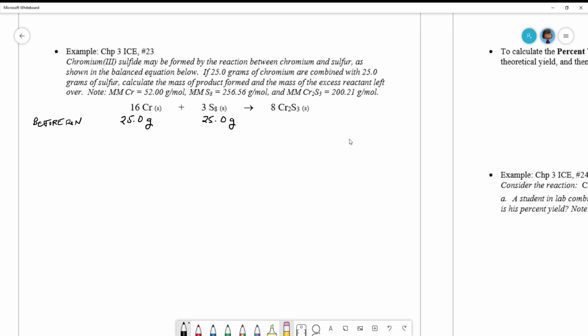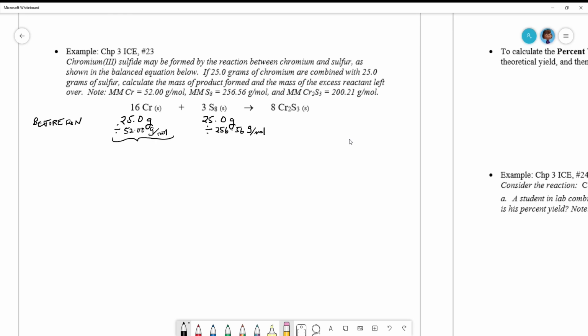Except I don't like these quantities. Let's remember that I always prefer to use mole quantities whenever possible. So my first step is going to be to convert these quantities into mole quantities. How? Let's divide by their molar masses. Well, we're given the molar mass of chromium, 52 grams per mole. And we're given the molar mass of S8, which is 256.56 grams per mole. Where did I get these values from? Right above in the problem.